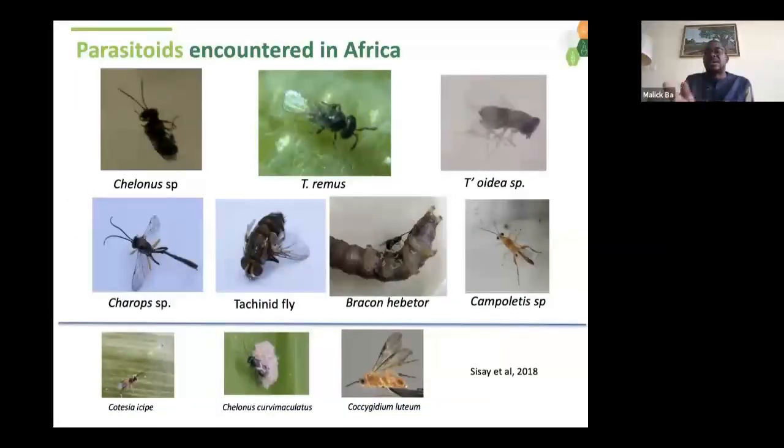Here are pictures of some of the parasitoids that we have collected in different places. Among them, this Telenomus, which is one of the egg parasitoids, has been used worldwide, in the area of origin of the fall armyworm in the Americas, where it has been largely used for biological control of the fall armyworm. You also have different species that I'm showing here with the pictures.